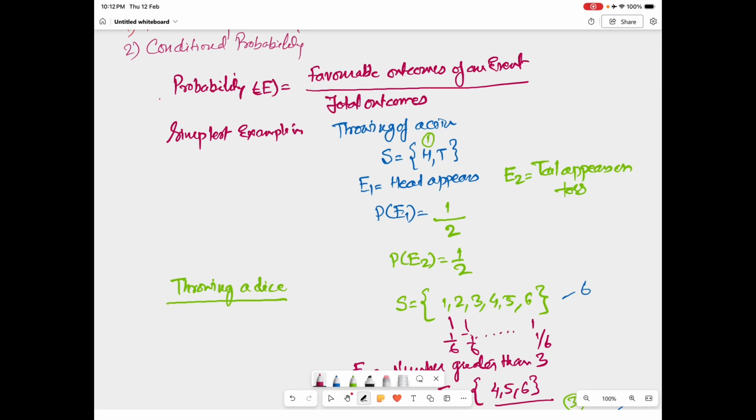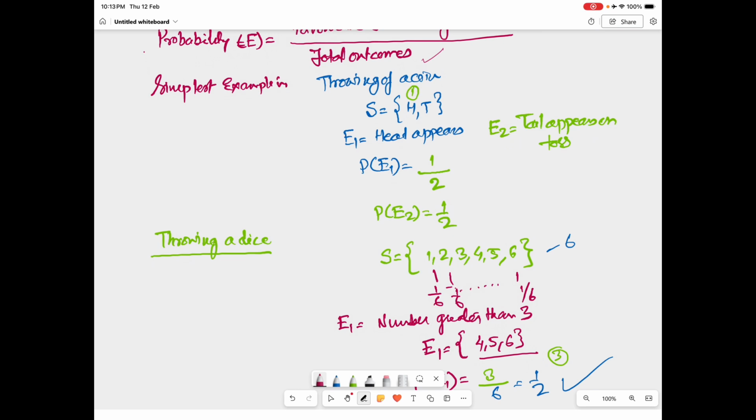The simplest example is the throwing of a coin. So, what is the total sample space? Either head will come or tail will come. So, if I define an event E1 that head appears and another event E2 which says the tail appears, then what is the probability of E1? It is nothing but 1, which is the favorable outcome, because there is only one chance that head can come, and the total outcomes are 2. So, it is 1 by 2. Similarly, the probability of E2 is also 1 by 2.